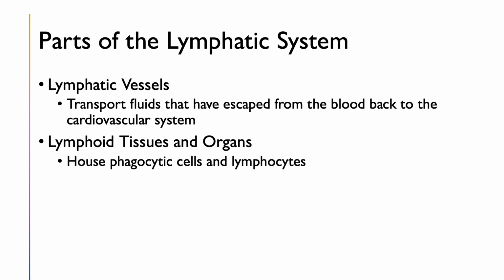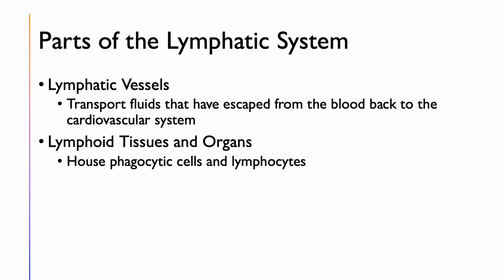The lymphatic system consists of two parts, the lymphatic vessels and the lymphoid tissues and organs. Even if blood circulates around the body, nutrients, wastes, and gases are exchanged between blood and the interstitial fluid. Normally, about 3 liters of fluid remain in the tissue spaces daily.